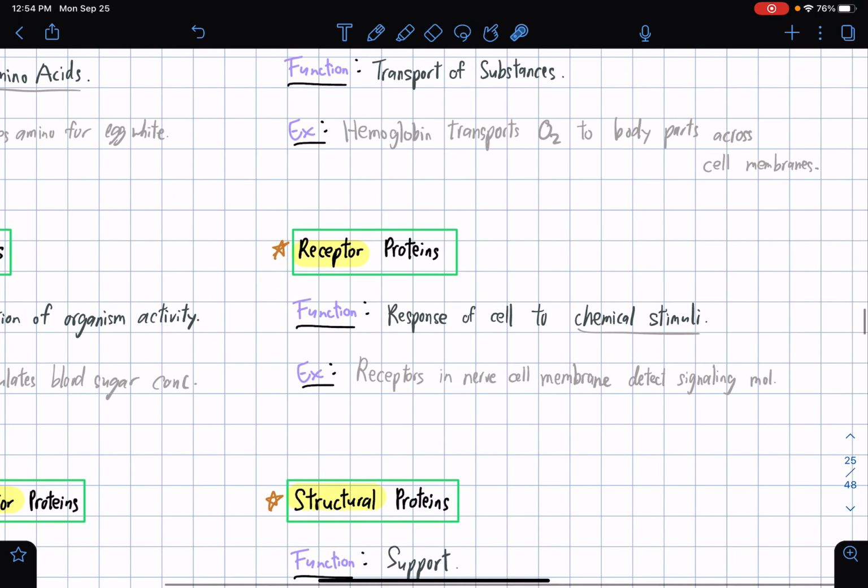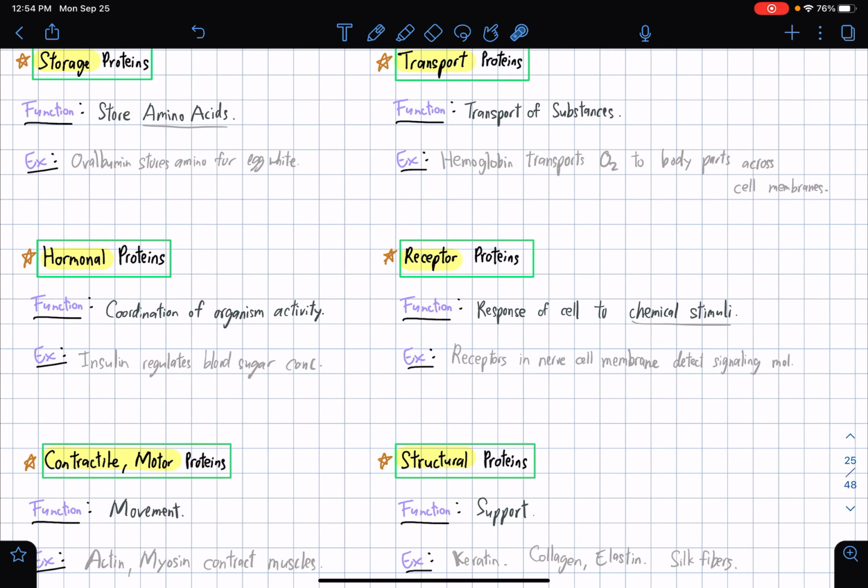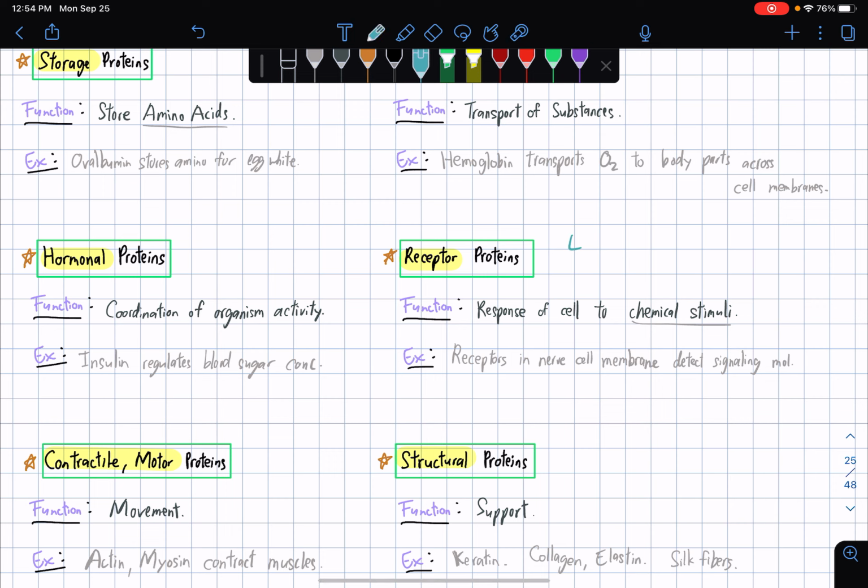Anyways, for the receptor proteins, the function is the response of the cell to chemical stimuli. Let me mention a few. LDL receptor. This is in the endocytosis process, particularly the receptor-mediated endocytosis process of absorbing bad cholesterol, which is particularly LDL or low-density lipoprotein. The LDL receptor receives the LDL itself.